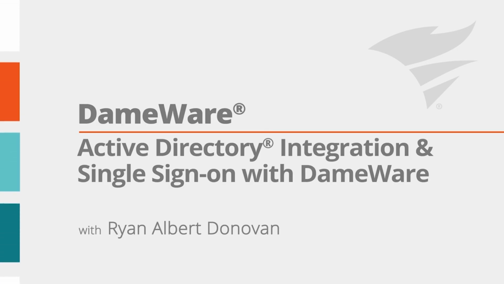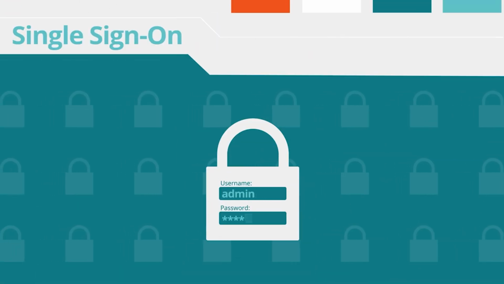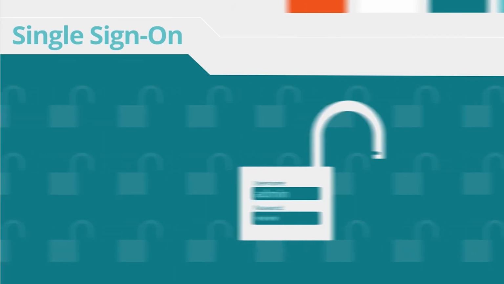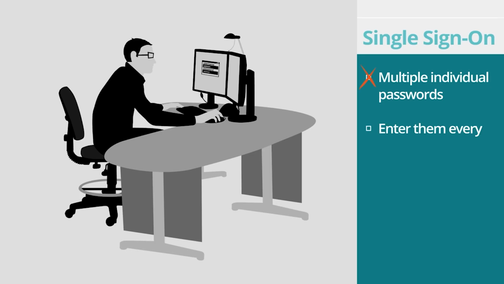In this video, we'll discuss how to enable single sign-on with Active Directory integration in DameWare Central Server. Single sign-on allows authentication to multiple applications by simply entering one password. This contrasts sharply with traditional so-called single password authentication methods that require users to remember multiple individual passwords and enter them every time a resource is accessed.